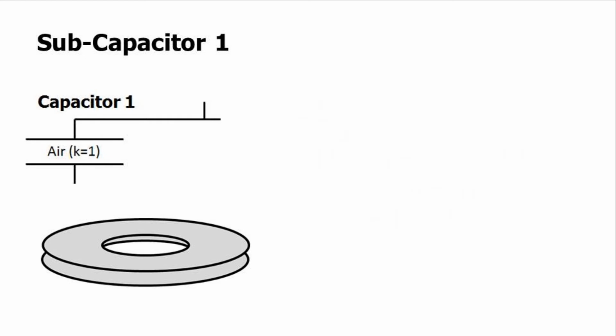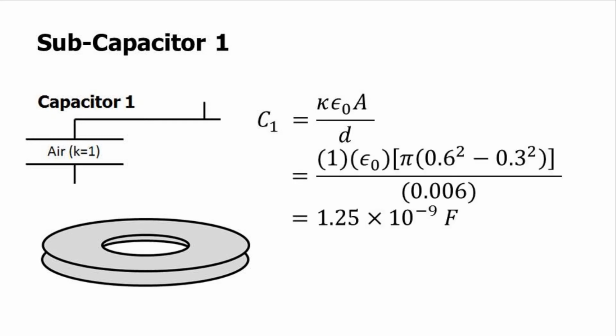First, we will calculate the capacitance of the subcapacitor 1. We'll use the equation for the capacitance of a parallel plate capacitor, and for the area, we will find the area of the outer segment minus the area that we removed from the inner disk.